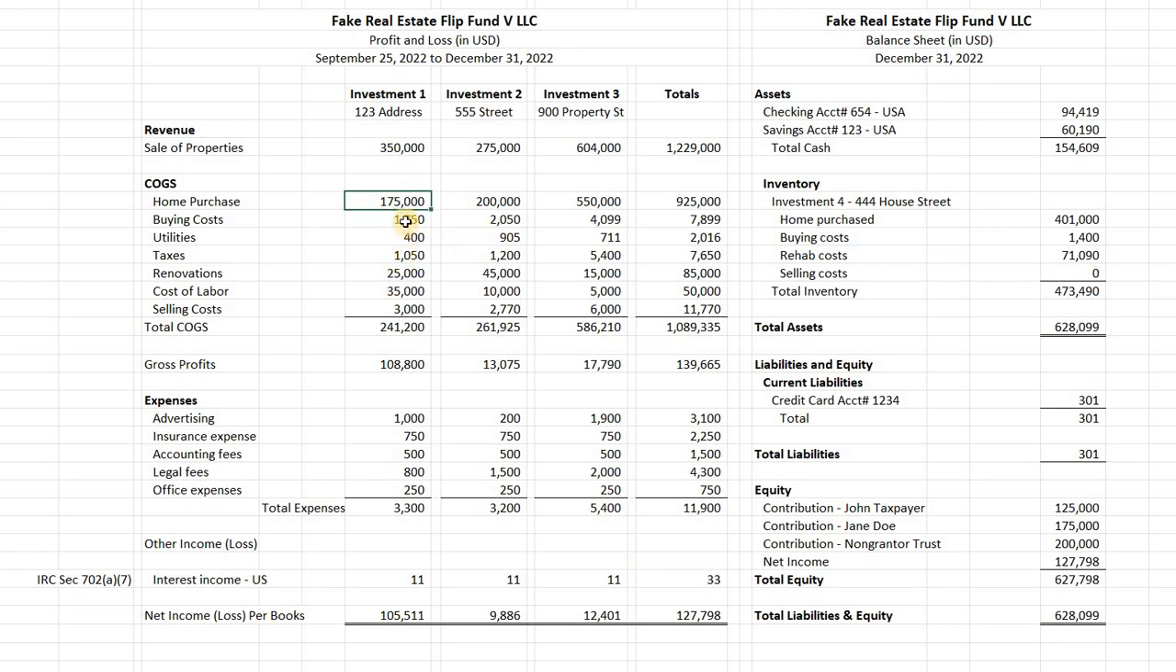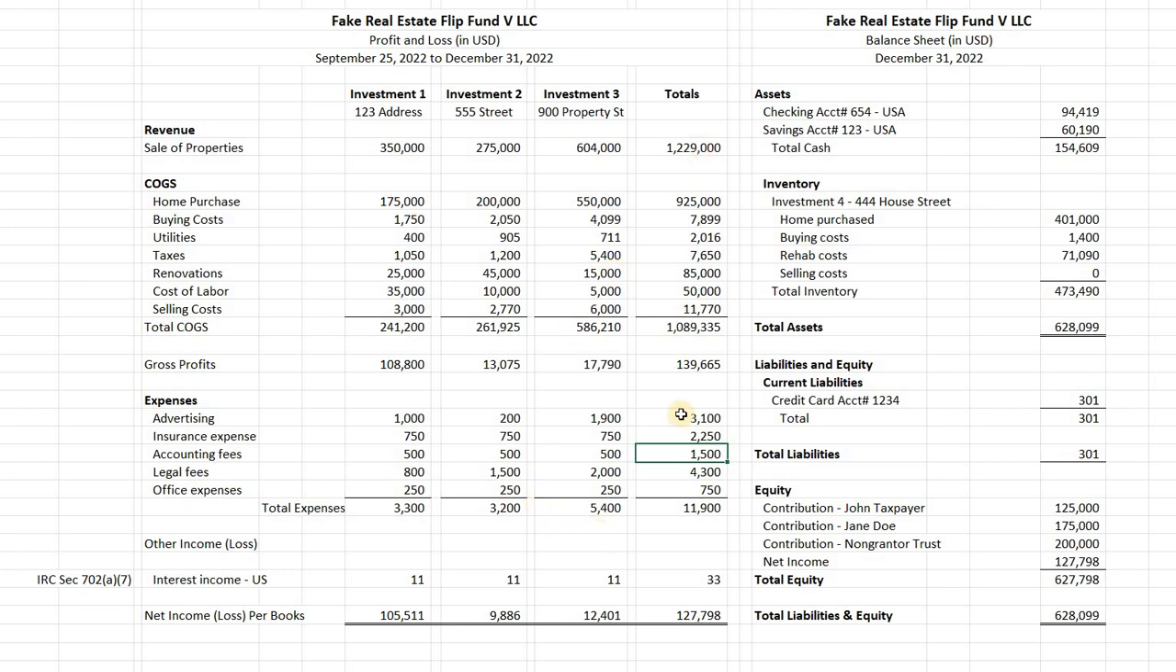So what did they originally pay for the house? All those other buying costs, taxes, utilities, the cost of the renovations, cost of labor, cost of sale, and then the other expenses down here. These are all those expenses that are really part of the entity itself, not necessarily on a per project basis, but they can be allocable. So for example, the accounting fees for the year, $1,500, they just allocated these evenly across the projects, and that's fine. Now, on the tax return, these aren't being separately stated, right? This is just for their own internal accounting purposes, which is okay, right?